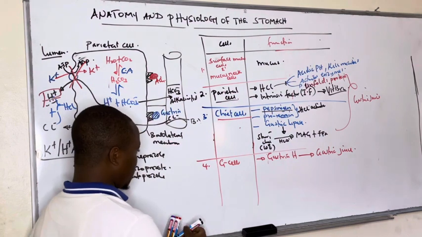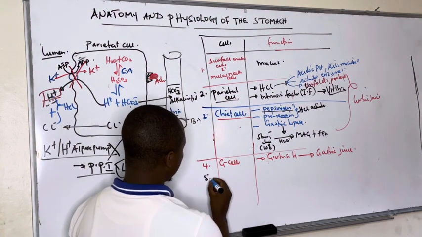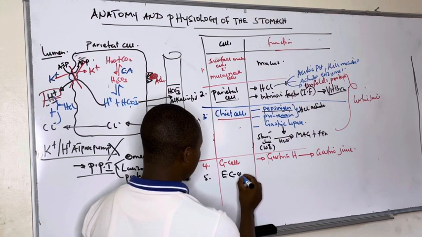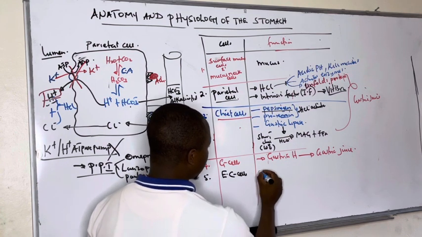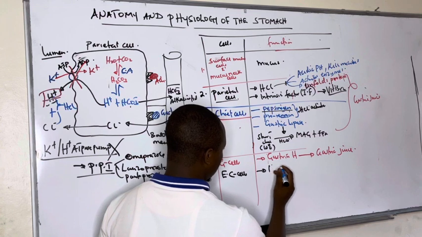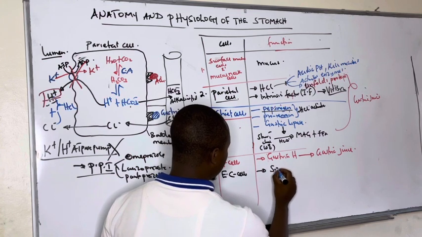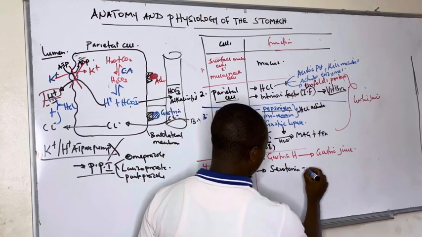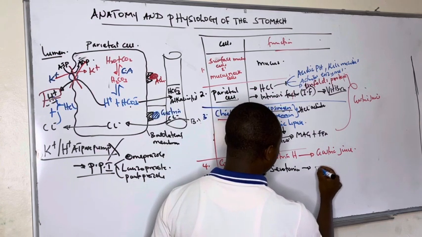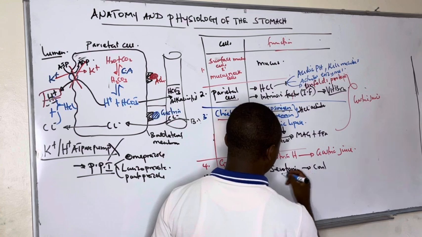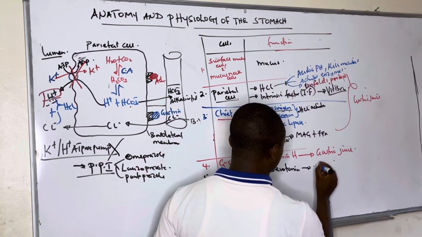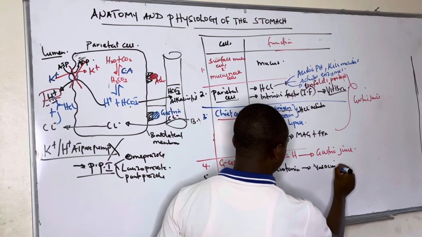Then another cell we saw is the enterochromaffin cells, and we said these produce serotonin, and the serotonin is the one that can enhance GIT contractions, because this serotonin is a vasoconstrictor. It is a vasoconstrictor.